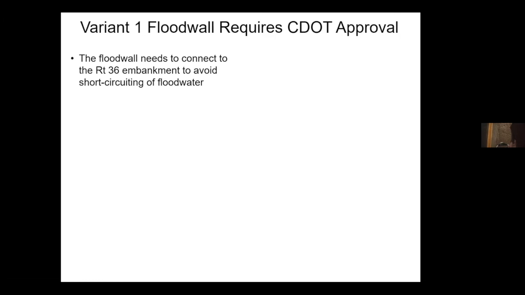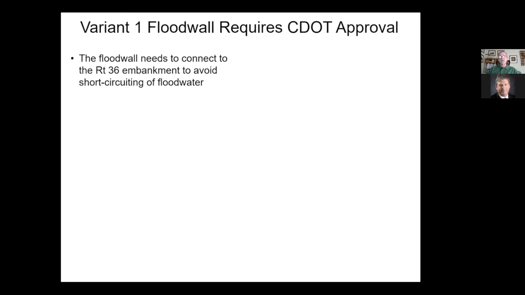There are 2 elements that are sticking points that I'd like to spend just a moment sharing with you all. One of them is this. The Variant 1 flood wall, that part that goes right along Route 36, requires CDOT approval. CDOT is the Colorado Department of Transportation. Originally, the flood wall was going to be within the CDOT right-of-way, but I'll tell you more about that story in a minute. So the flood wall, imagine, is south of and parallel to Route 36.